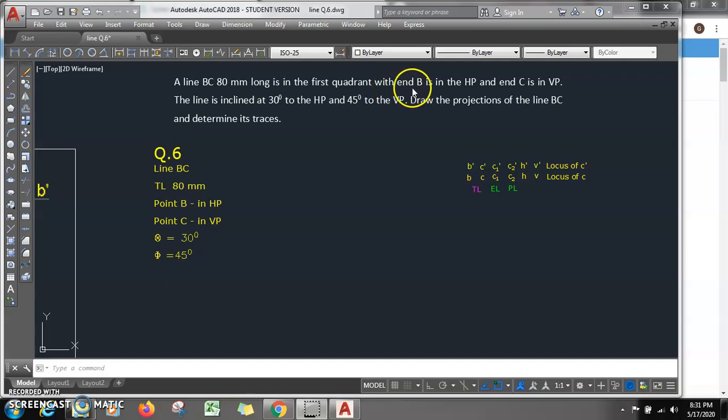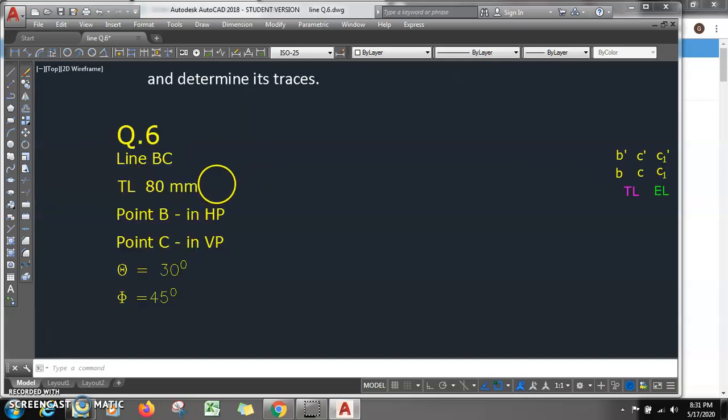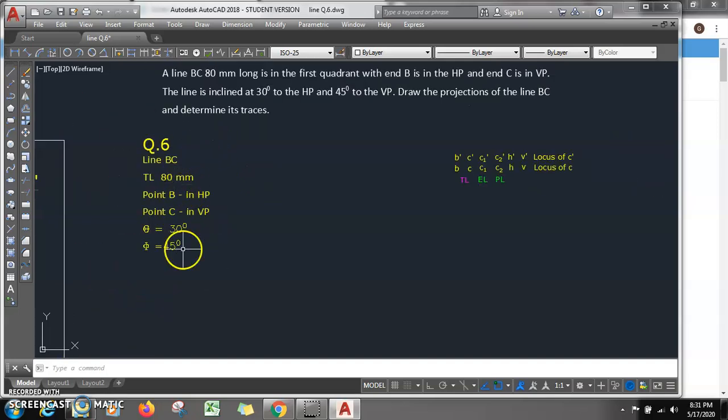End B is in HP, so point B is there in HP. And end C is in VP, so point C is there in VP. The line is inclined at 30 degree to HP and 45 degree to VP. So theta, the inclination of the line with HP, is 30 degree, and the inclination with VP is 45 degree. Draw the projections.